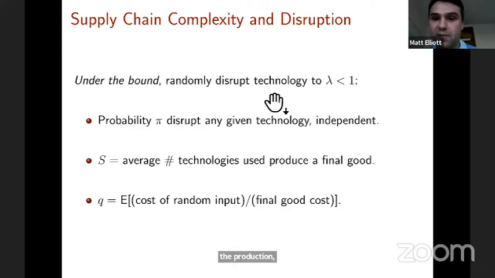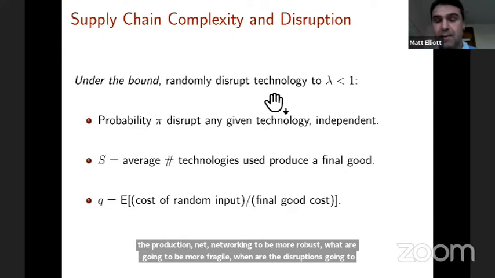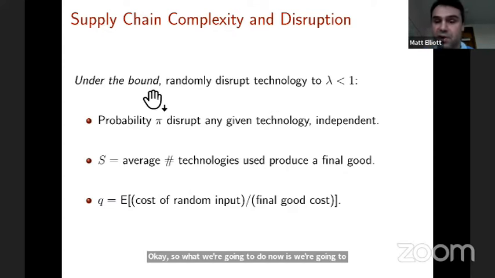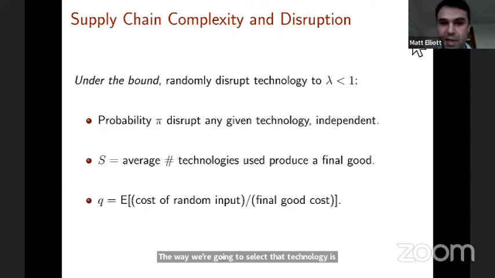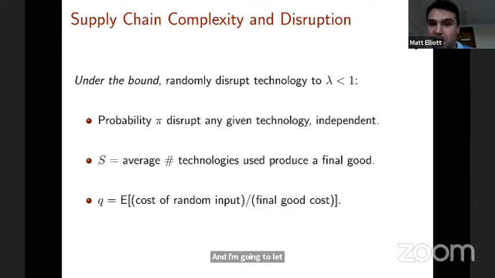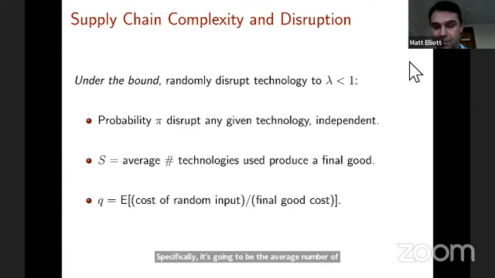So what we're going to do now is restrict our setting a bit. We're going to assume that we're in one of the settings in which our bound is tight, so we can work with it. And we're going to randomly disrupt one of our technologies, reducing its output to lambda times its initial level. The way we're going to select that technology is independently with probability pi among the technologies that are used. And I'm going to let S be our measure of complexity. Specifically, it's going to be the average number of technologies that are used to produce a final good.